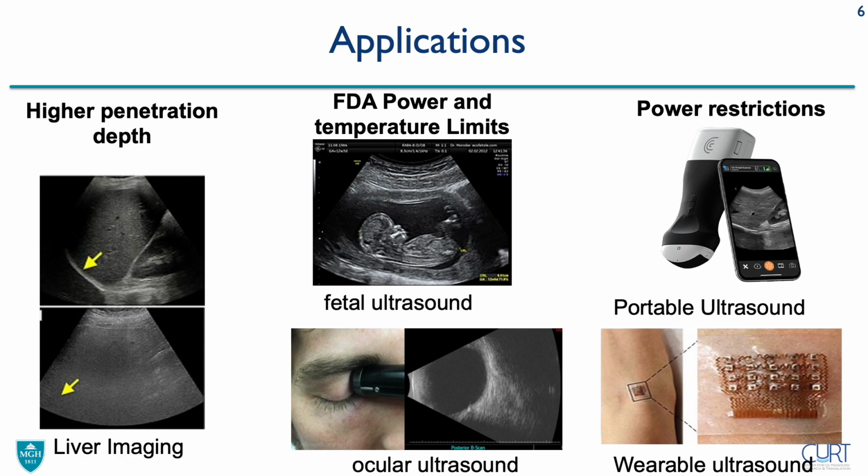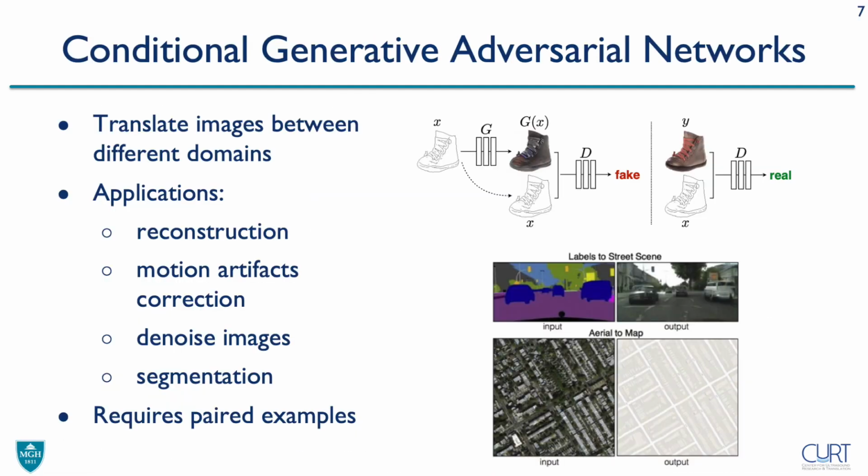To achieve this, we look to using conditional generative adversarial networks, also known as CGANs. These are deep learning models that can translate images between different domains and have various applications in image processing, and they require paired samples of data. For example, in the image to the right, the model is learning to take a sketch of a boot as an input and generate a 3D image of the boot.